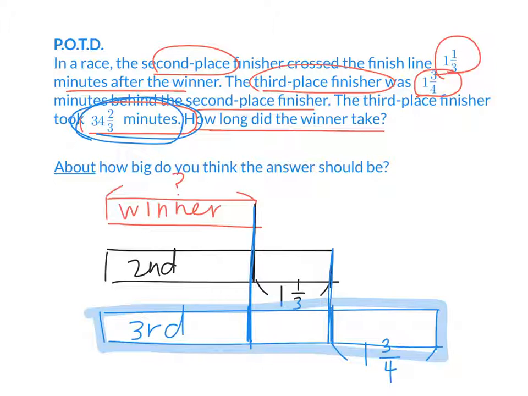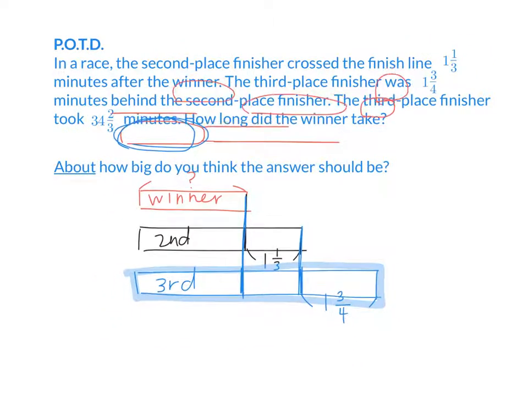Okay, so given that information, now that we've drawn the tape diagram, how could we solve if we know this whole thing is 34 2/3 minutes? How could we figure out how long the winner took? Well, do you guys agree that this part right here is the winner's part? Yeah? Is it the winner's time? Is this how long the second place took? Do you see how this is the same part as this? So how long is this black area right here? 1 1/3, yeah?